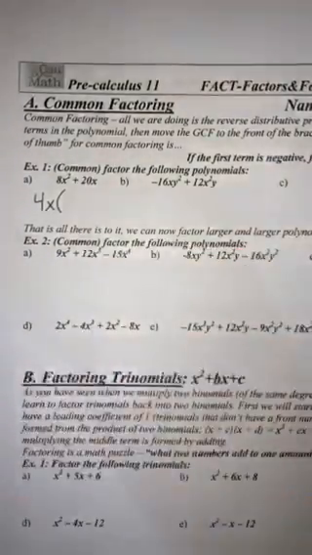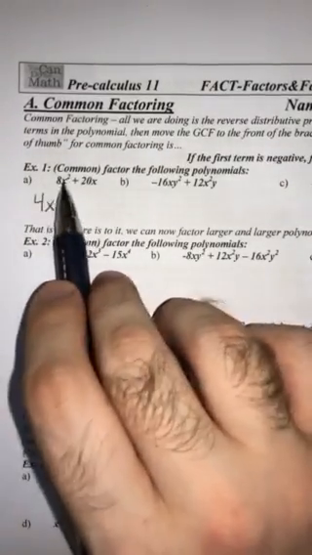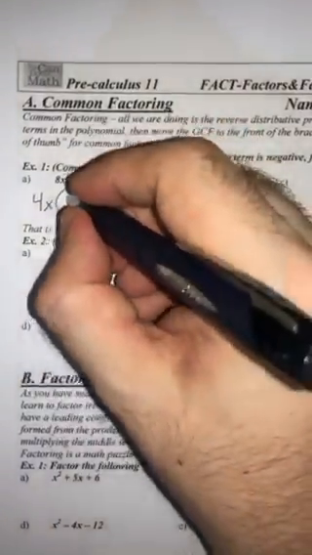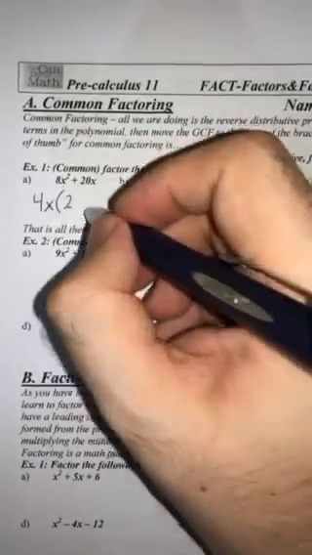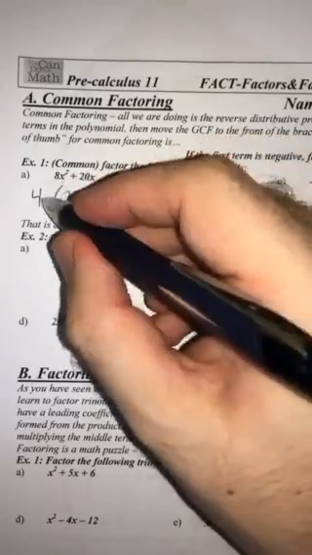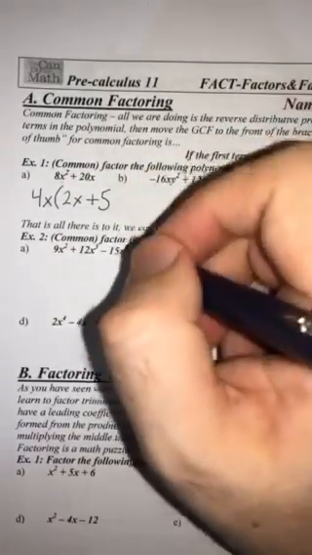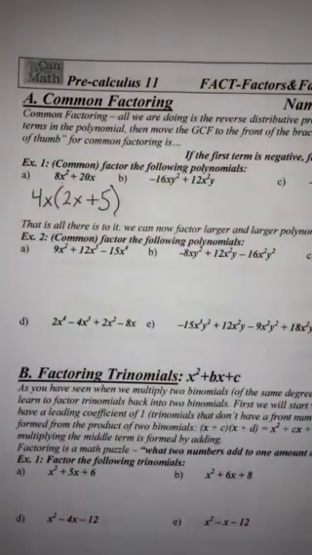To figure out what is on the inside here, I just divide each of these terms by what I factored. So 8 divided by 4 gives me 2. X squared divided by x gives me x. So that's the first term. Plus 20 divided by 4 gives me 5. X divided by x gives me 1. So there we go. That's all you do.